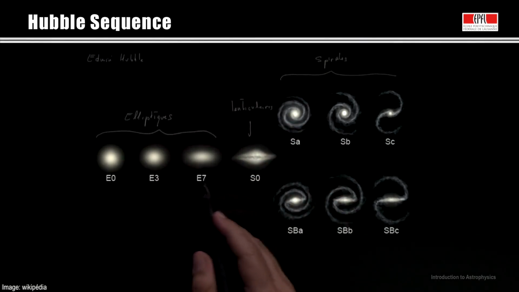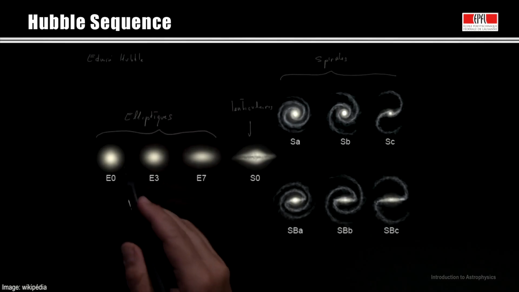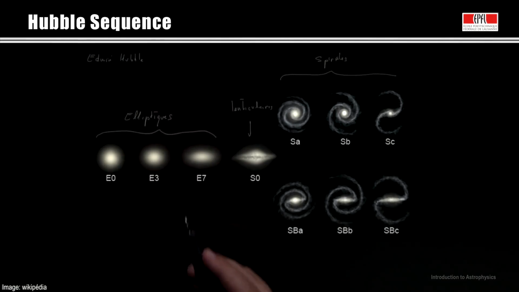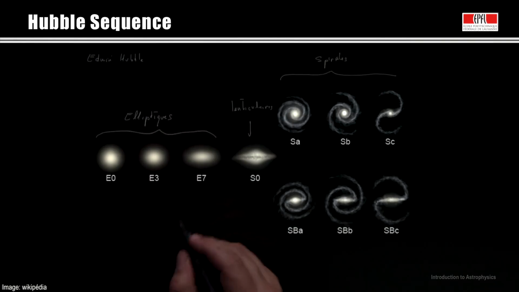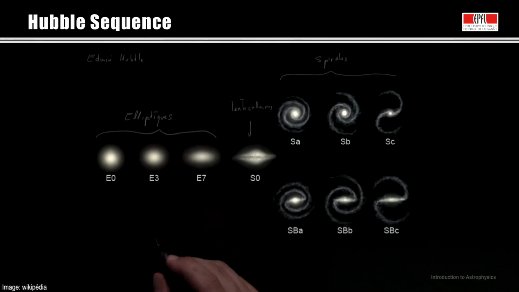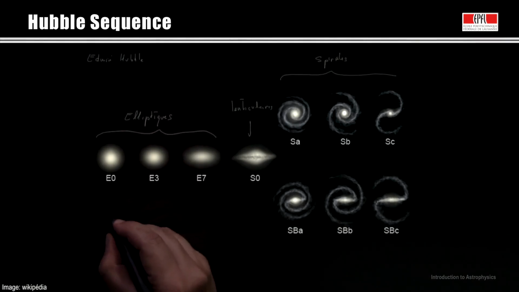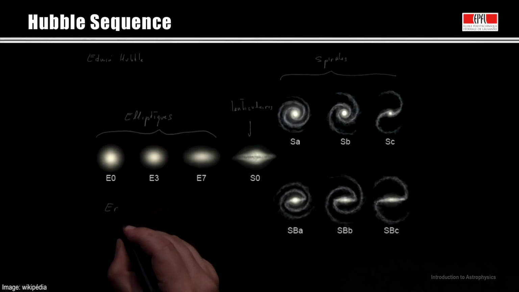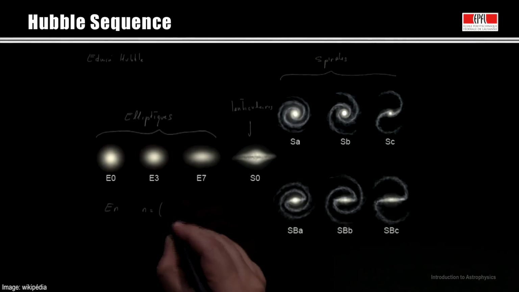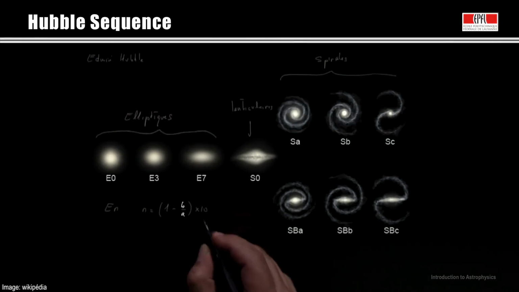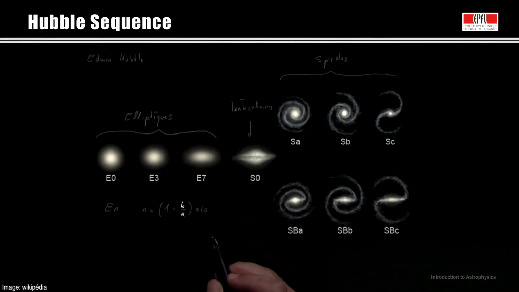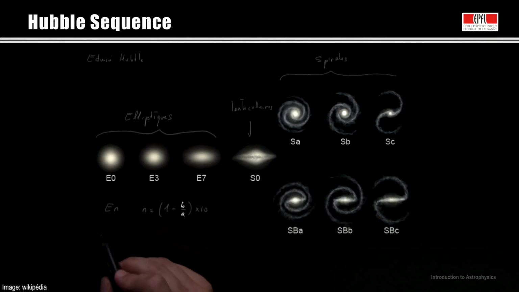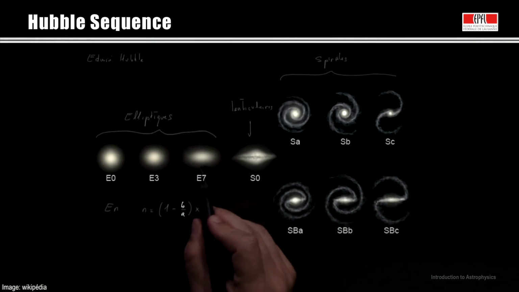What is going on in this sequence? The elliptical galaxies, as the name indicates, have an elliptical form, and they generally consist of old stars with random orbits around a common gravity center. E stands for elliptical. Then there are 7 possibilities for the ellipticity. The type of an elliptical galaxy can be written as E with an index n, that is equal to 1 minus a divided by b times 10, where a divided by b is the ratio of the semi-major axis and the semi-minor axis. The ellipticity 0 indicates a circular galaxy, while 7 includes the most elliptical galaxies.